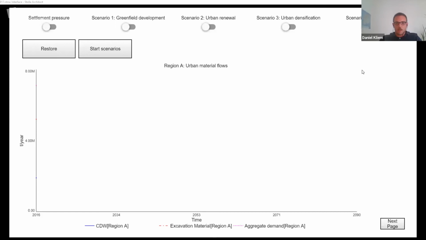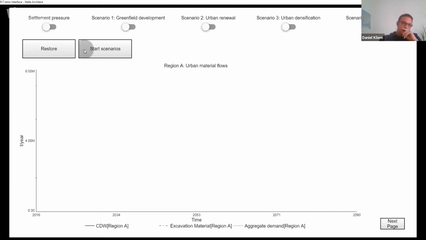I'm going to share my screen, and you should be able to see my slide now. And what we do is we use two regions, region A, region B. Region A is an urban city, and we're going to look at the material flows and then see how these will develop in the future. And we use different scenarios to do so.